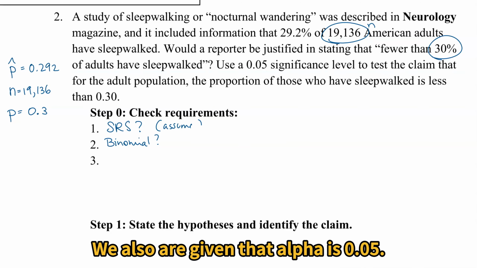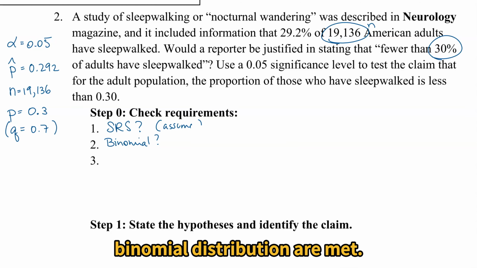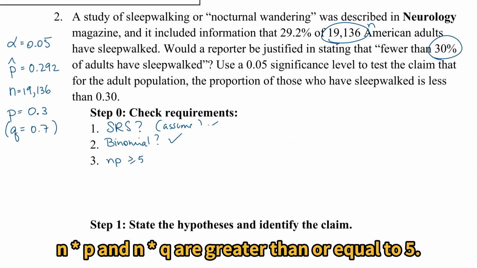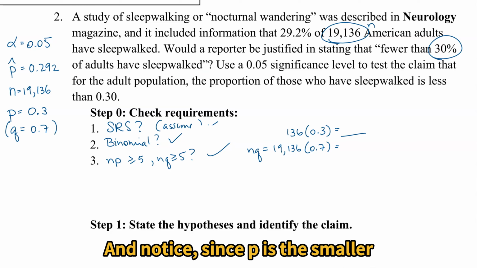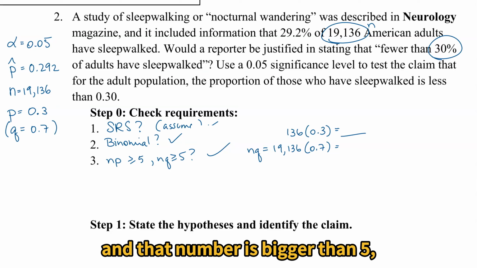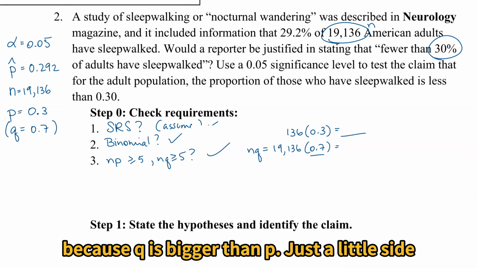We also are given that alpha is 0.05, and if p is 0.3, then q, which is 1 minus p, is 0.7. The requirements of a binomial distribution are met, and then the third requirement is that n times p and n times q are greater than or equal to 5. So calculating this, n times p, n times q. And notice, since p is the smaller one here, if we multiply n times p, and that number is bigger than 5, then it is automatically true that n times q is greater than 5 because q is bigger than p.